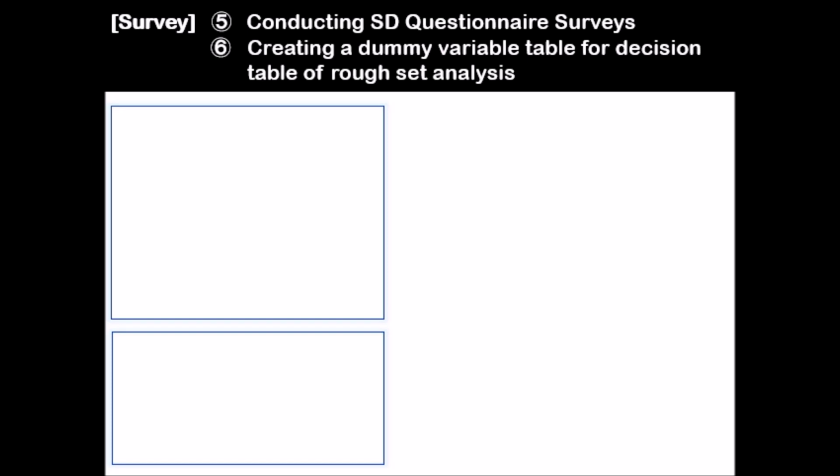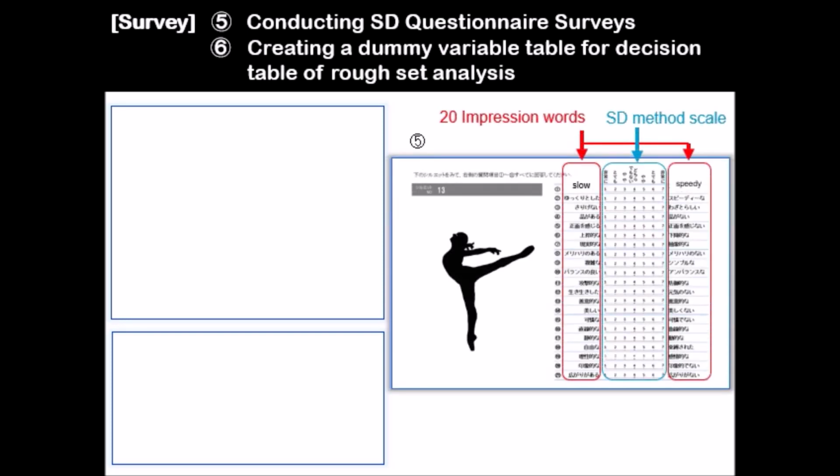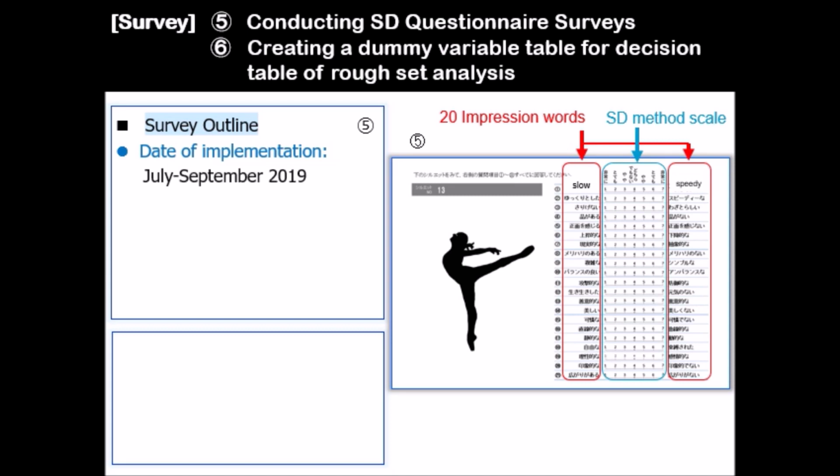Let's move on to the second step, survey. The tasks here are 5. Conducting SD questionnaire surveys, and 6. The date and time of survey. And the respondents are as follows.